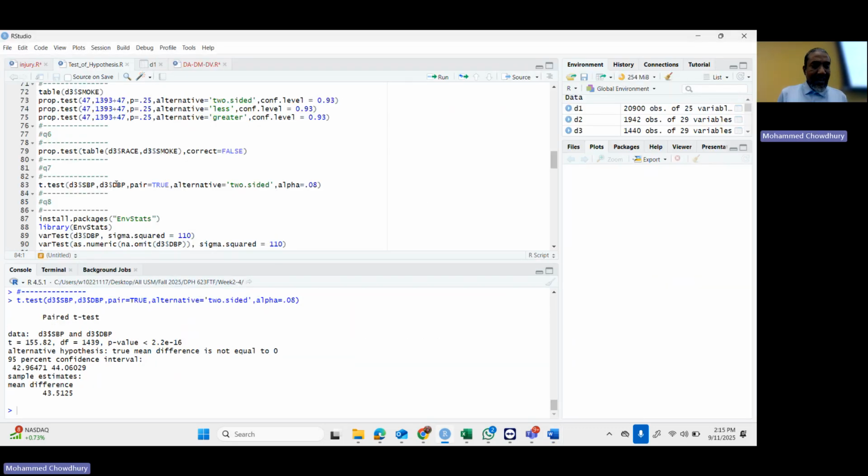Again, in such cases, you will just take a look at the p-value. If p-value is less than 0.05, reject the null hypothesis. If p-value is greater than 0.05, fail to reject the null hypothesis. Understand?